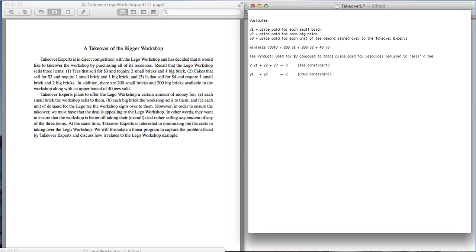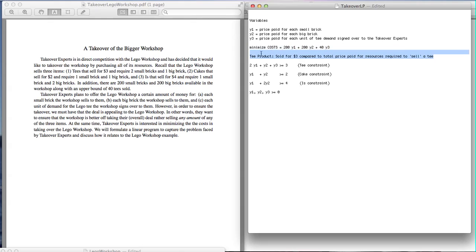And then finally, we also have a third constraint for the eyes. And for the eyes, I need 1 small brick and 2 big bricks. So the amount of money I get from signing those resources over to the takeover company is y1 plus y2, and then that needs to be greater than or equal to 4. And these are the eyes constraint. And then we're also going to have the non-negativity constraints, so y1, y2, and y3 are greater than or equal to 0.